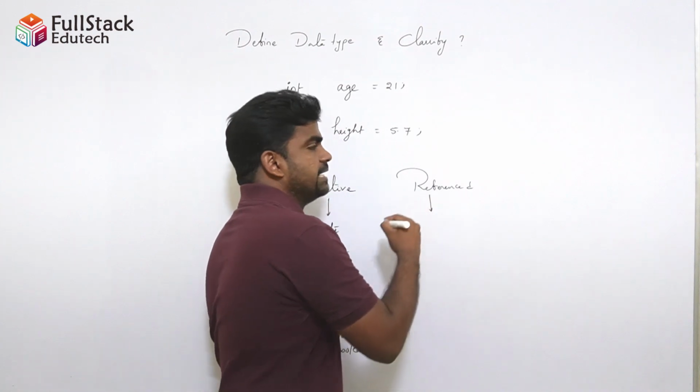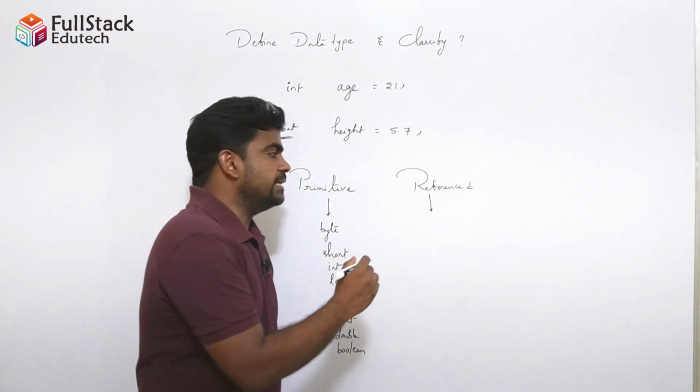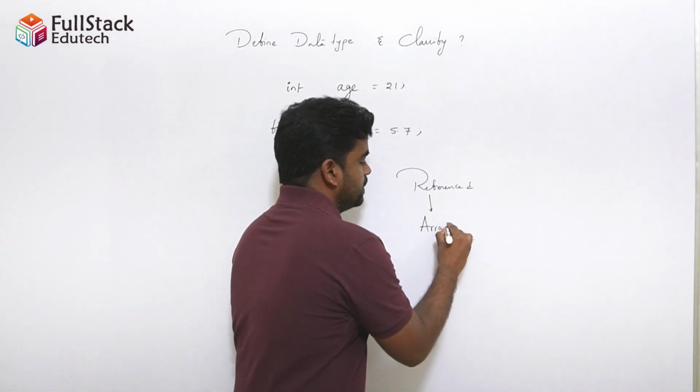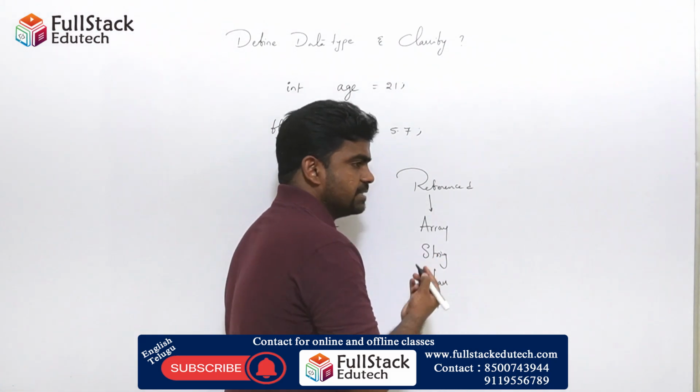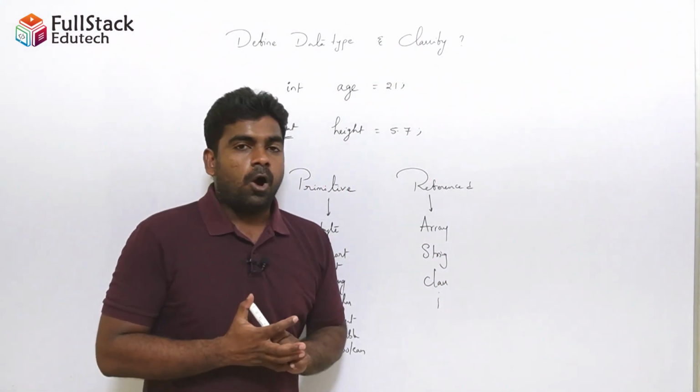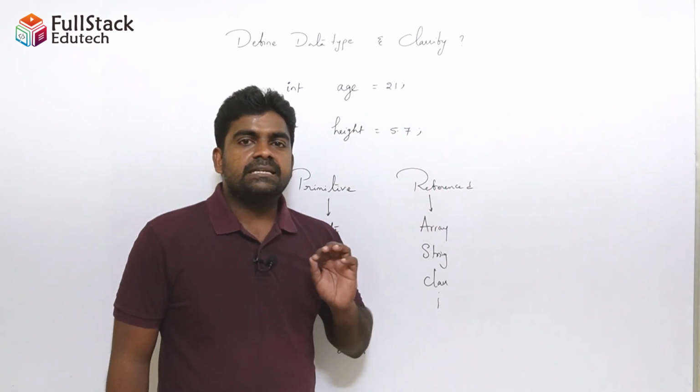Next, what do reference data types mean? Object-based data types: array, string, class, and many interfaces and annotations. All these come under reference data types.